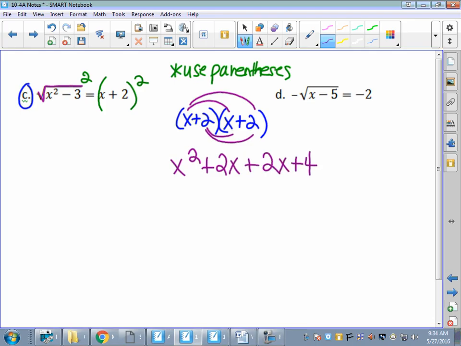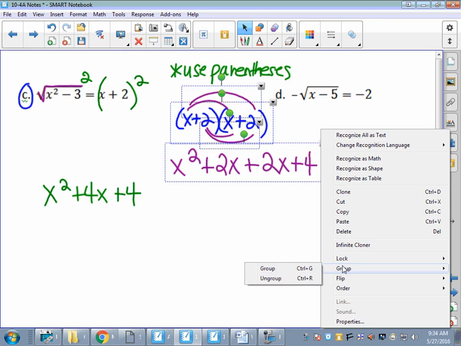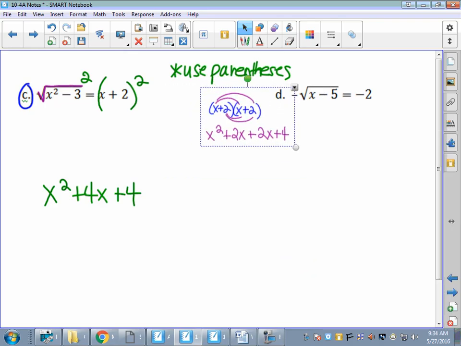I always do this as side work. I don't like it to mess up the middle of my problem. So x squared plus 4x plus 4 is what I get over here. Let me move this for a second. I'll make that littler. That is what I get for the right-hand side of my equation.